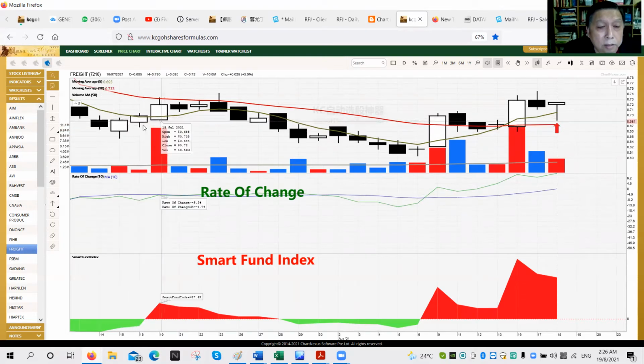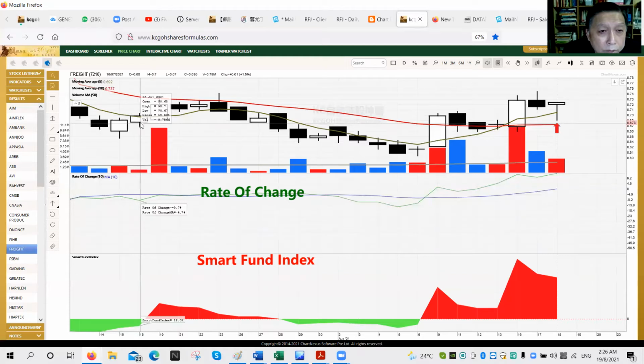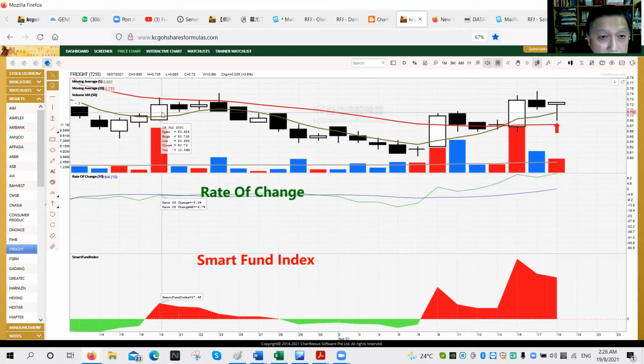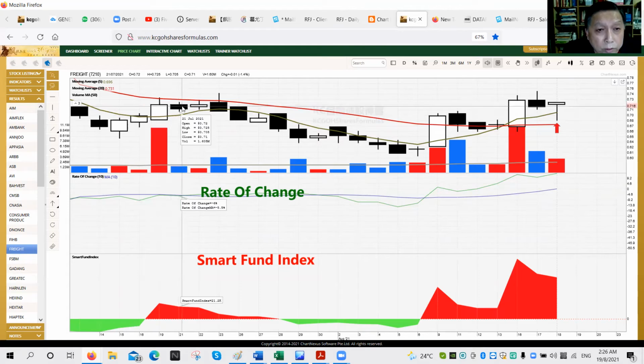After that, maybe you can just get out, because if you enter at 0.68, the second day is 0.735 already. You actually already have a profit. So you can get out, or if you don't want to, you wait. But it looks like it cannot cross.